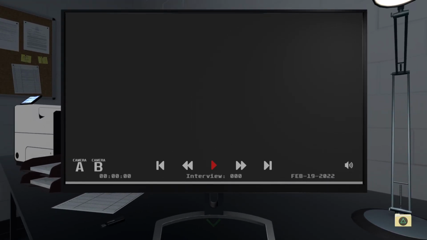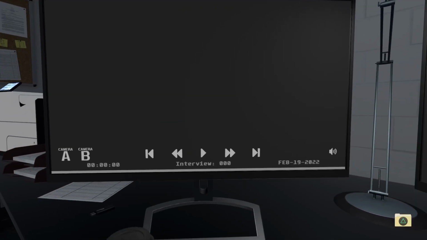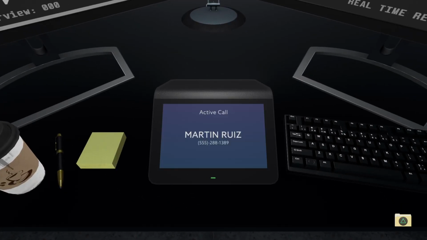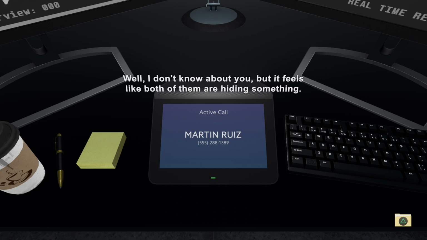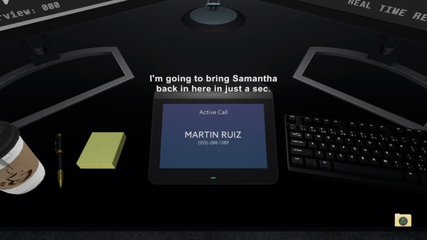Oh my god! I had more than one screen, I didn't know that. Well, I don't know about you, but it feels like both of them are hiding something. Samantha definitely feels off, and Elliot seems a bit too nonchalant for my taste. I'm going to bring Samantha back in here in just a sec. I want to see if I can pry some more information out of her.